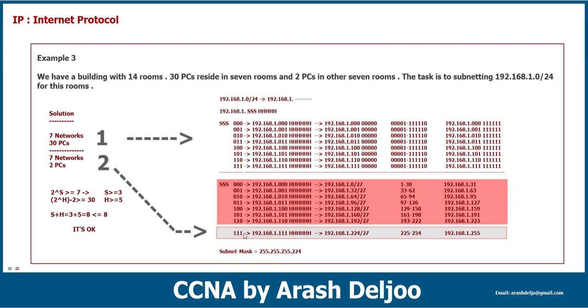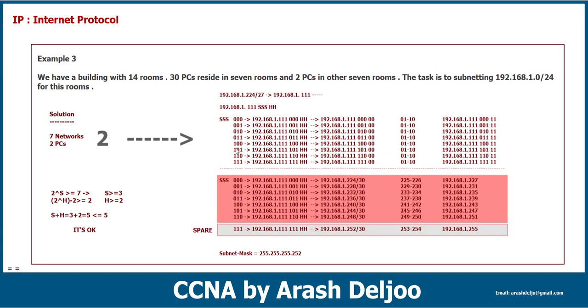We did it. And after that, now we have one spare subnet. This is a subnet mask. Because of that, now we can use this subnet 192.168.10.224/27 for the 7 networks with 2 PCs. This is the next part of this scenario.